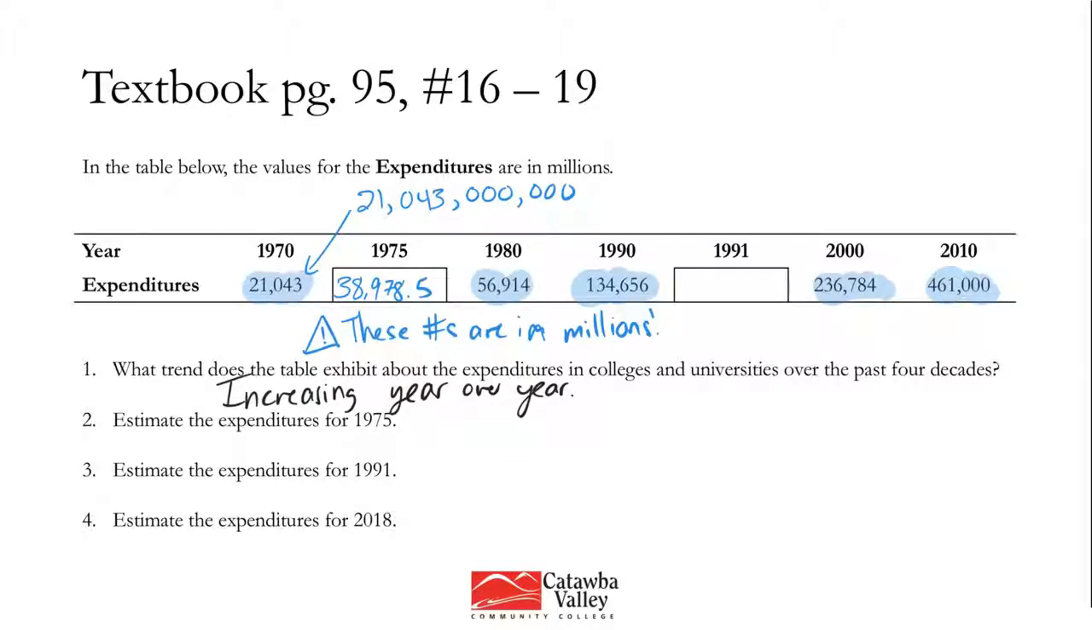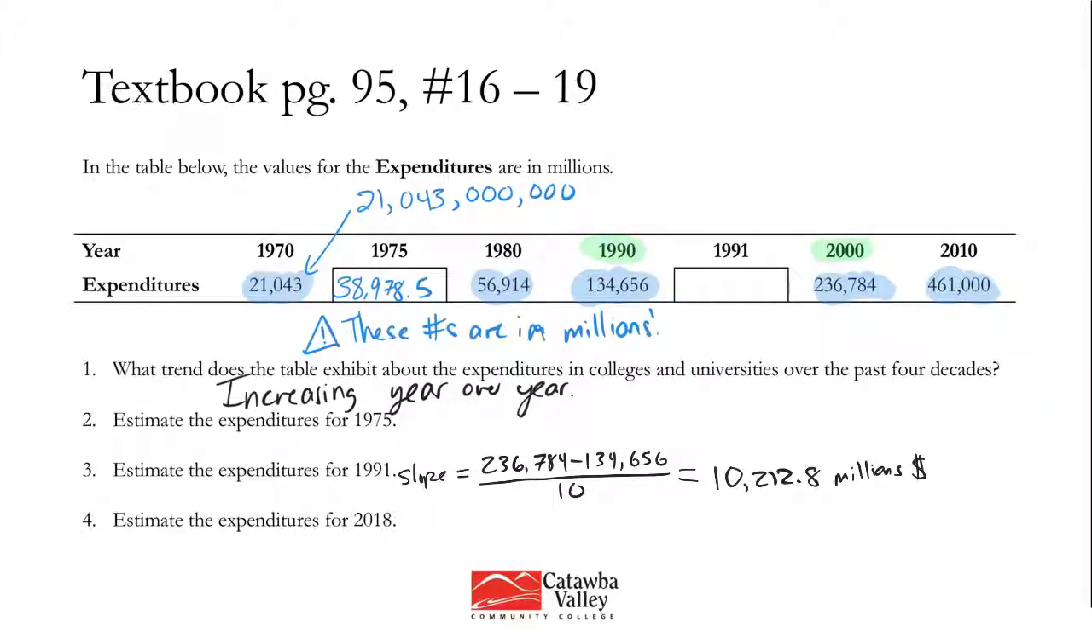So now, over here in 1991, we're looking at this decade, and 91 sits just 1 year above 1990. So now I can find the slope in the 90s, and so that would be 236,784 minus 134,656 divided by that 10-year span. So if I do that calculation, I get a slope of 10,212.8. Again, this is millions of dollars per year.